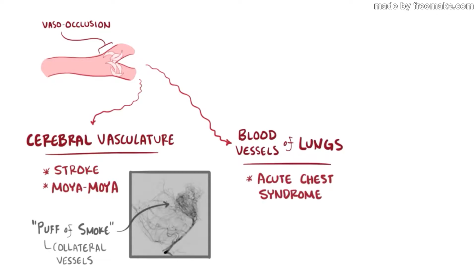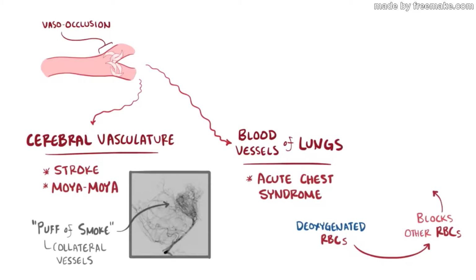This is particularly dangerous because it sets up a vicious cycle of congested, deoxygenated red blood cells preventing other red blood cells from getting oxygen. And this is made worse by the lung's natural tendency for hypoxic vasoconstriction, which is blood vessel constriction in areas of the lungs that are low in oxygen.